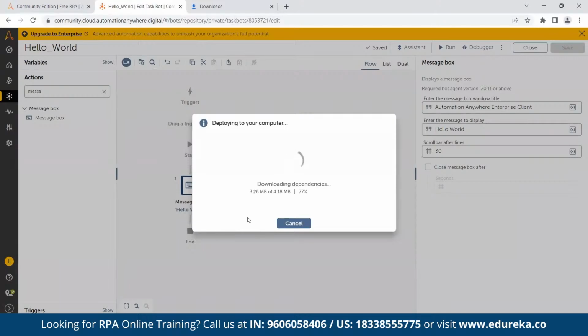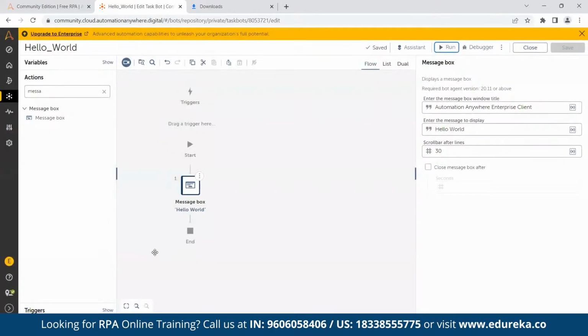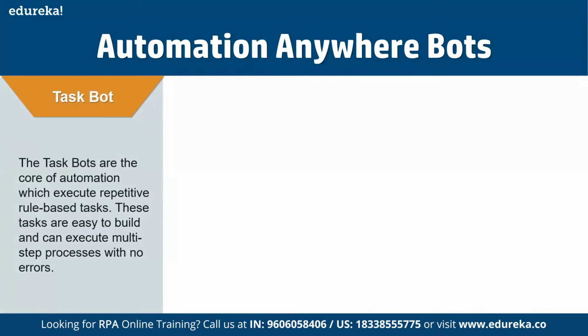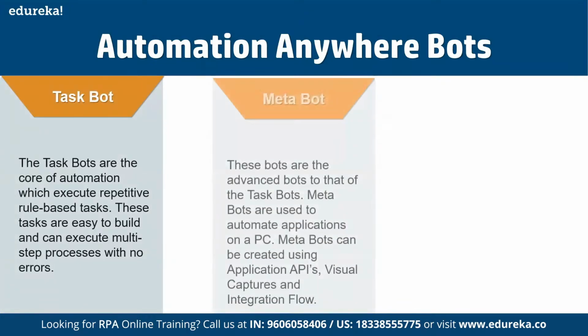As the name suggests, IQ Bot is a bot that has some kind of intelligence. We are not creating an IQ Bot in this demo; we are creating only the task bot. So the bot that we are creating right now is actually a task bot. Task bots run the core automation, which executes repetitive rule-based tasks. These tasks are easy to build and can execute multi-step processes with no errors.